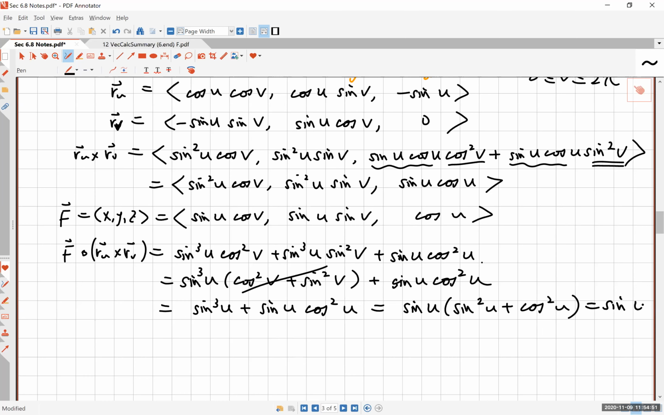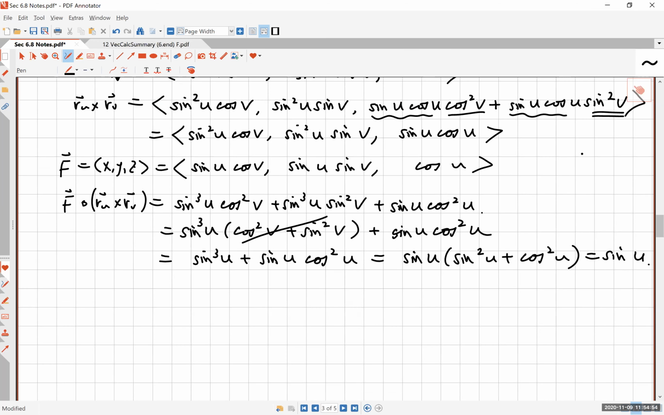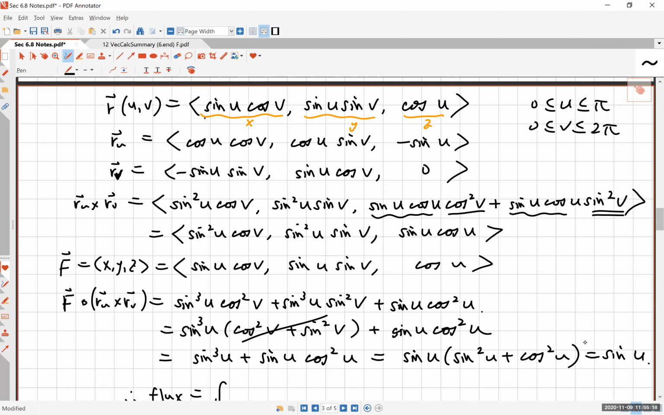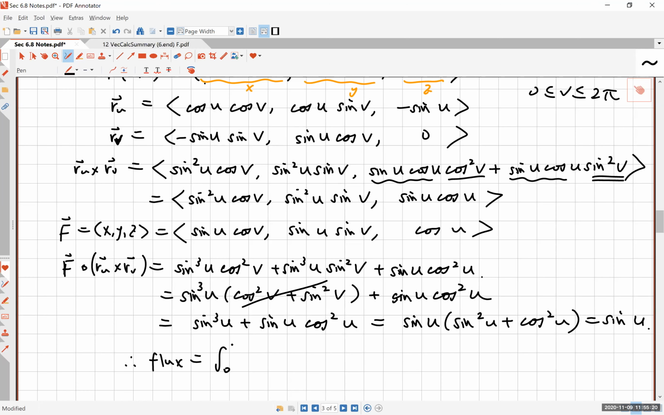What do you know? The dot product of F and the cross product of RU cross RV turns out to be sine of U, and therefore the flux on the right-hand side will be the double integral of sine of U. Since we are using U and V, I really should be doing the double integral with the bounds. In this case, 0 to 2 pi, the V goes on the outside and U goes on the inside, sine U dU dV.